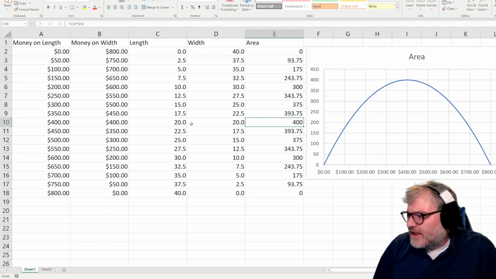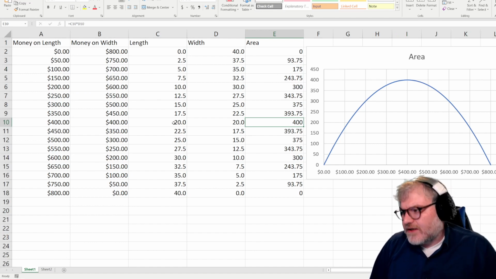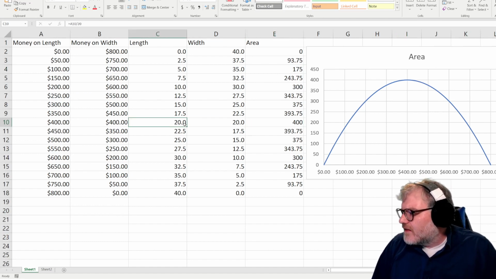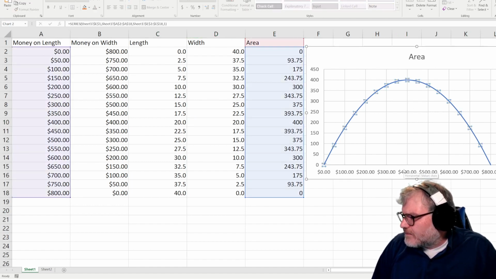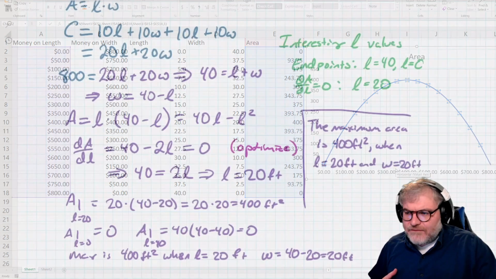But if I have them be even in this case, now that's because the prices are even. If the prices aren't even, these aren't going to be even. This would be 20, and 20 would be my optimum right there. So I would be spending $400 on length and $400 on width, half my money. Okay. So that's the basic form of these problems.